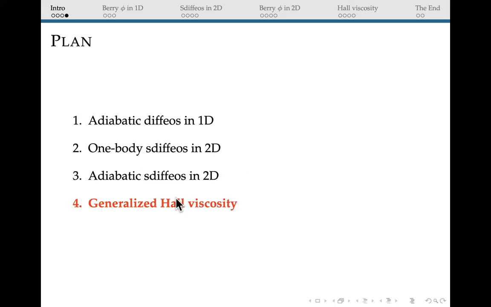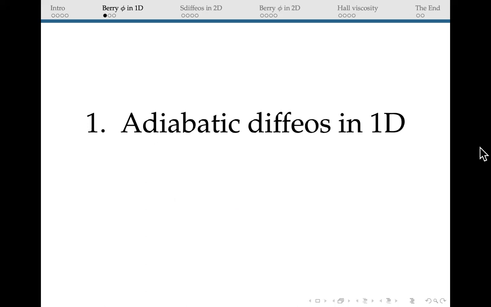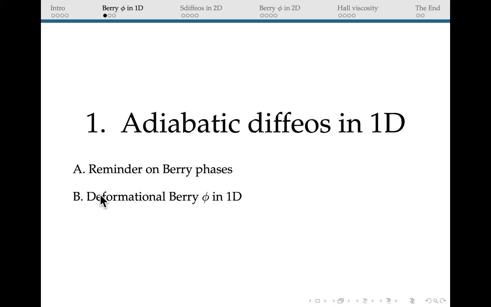Okay, so if everything is good so far, let me start immediately with section one, where I'm going to talk about adiabatic diffeos in one dimension, giving rise to certain Berry phases. To do this, I'm going to proceed in two steps. First, I'm going to remind you what Berry phases are in the first place, just so we're all on the same page. And then I'm going to argue that I can compute certain deformational Berry phases in one dimension.